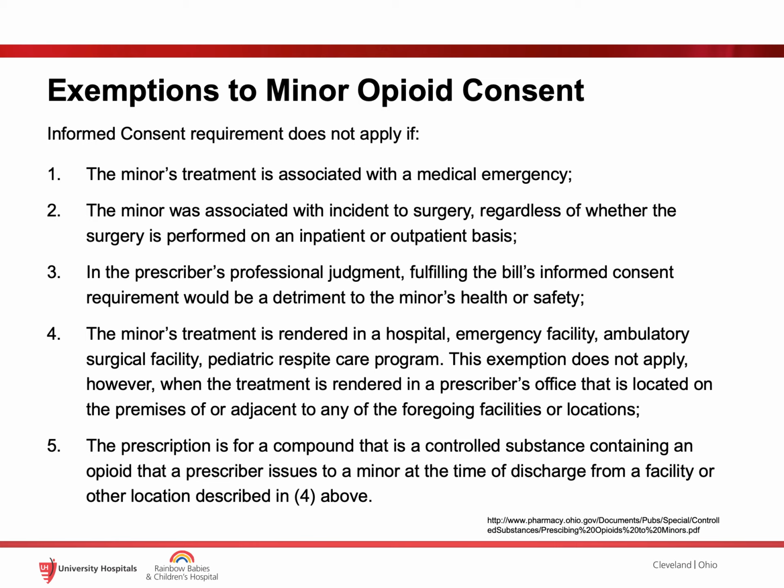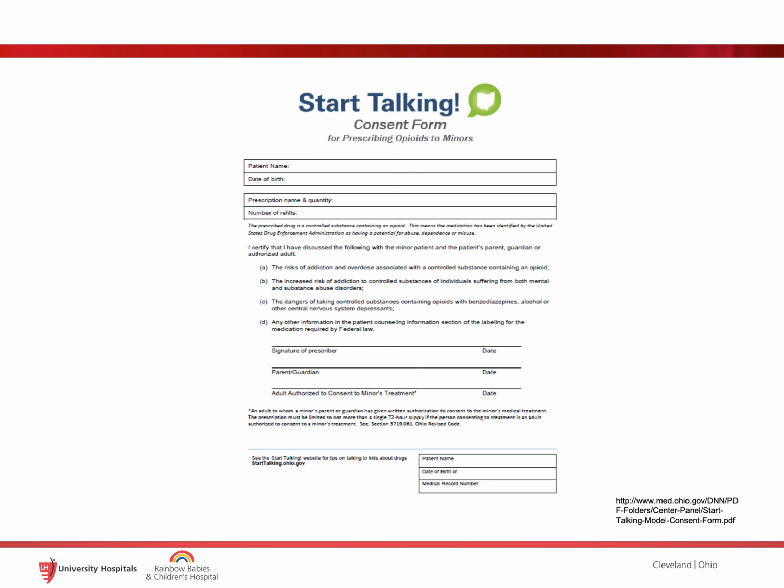So exemptions from this are anyone that's in the emergency room for a medical emergency, anything associated with surgery, or if their care was rendered in a hospital, an emergency facility, a surgical facility, or a respite care facility. If you fall into any of those, you do not have to do a consent form, but the consent forms do need to be completed if you are prescribing opioids on an outpatient basis. And this is just a picture of what the Start Talking form looks like. If you don't already have this, you can easily find it. If you do a Google search, you can find the Start Talking consent form pretty easily.